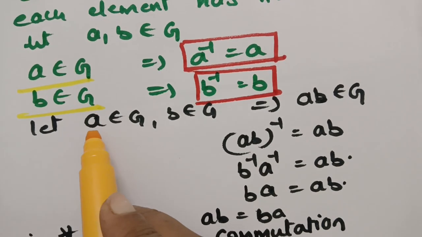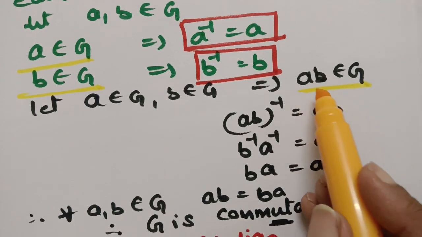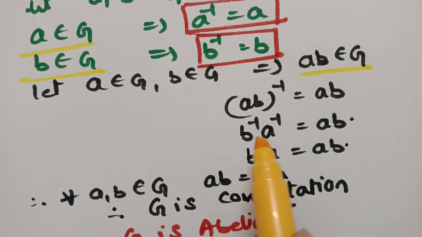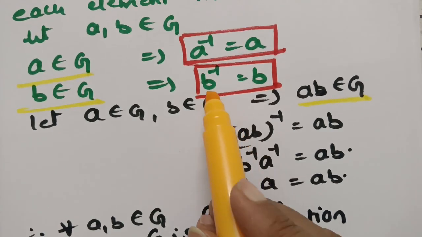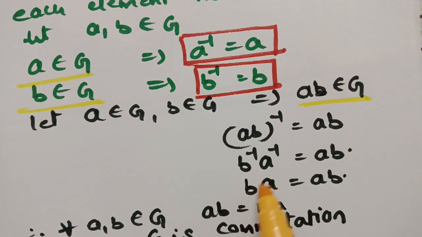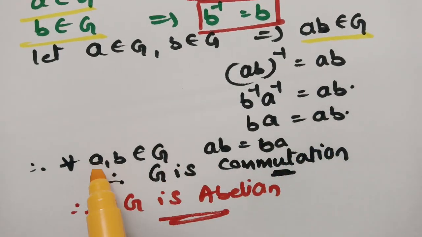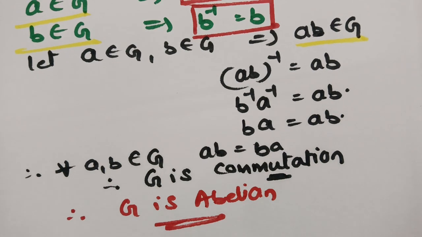And therefore, I have taken two elements, and according to the closure law, AB belongs to G. As AB belongs to G, it has its own inverse. AB inverse is equal to AB. So this can be written as B inverse into A inverse is equal to AB. Already we know that B inverse value is equal to B and A inverse value is equal to A. And now we got, after taking two elements from G, AB is equal to BA, and therefore G is commutative. And finally we say that G is abelian.